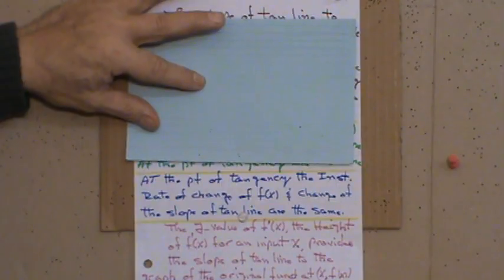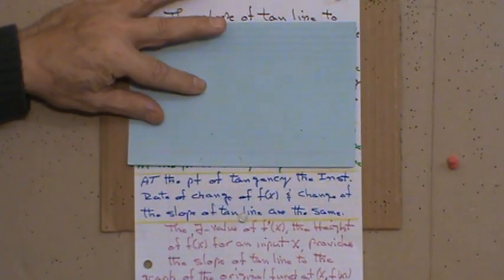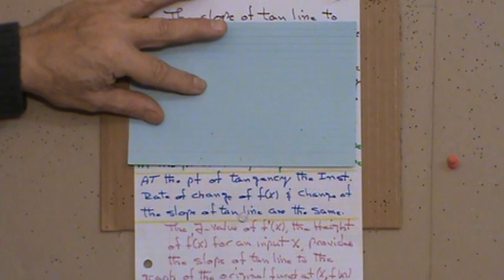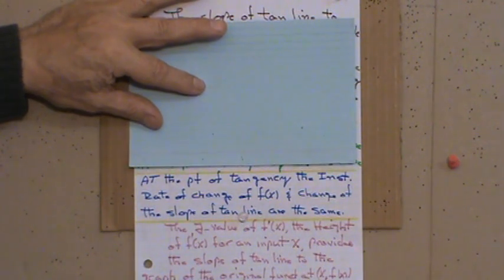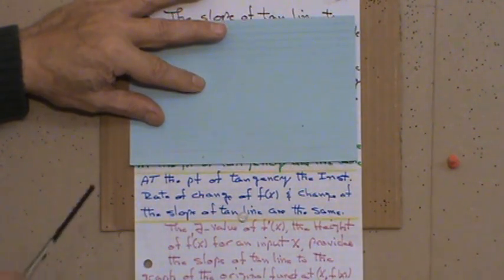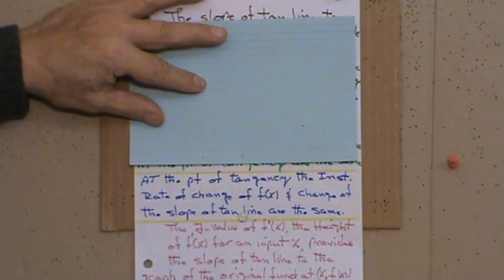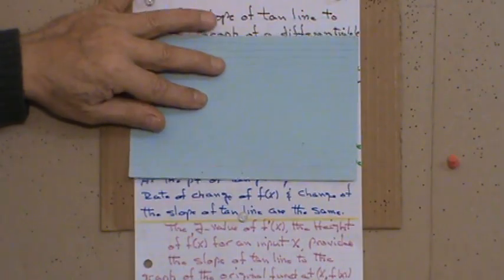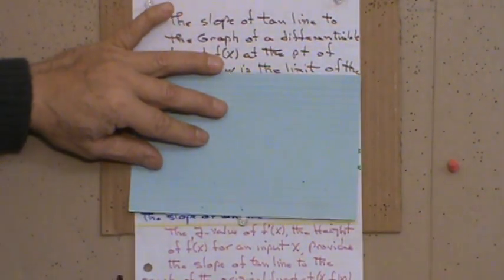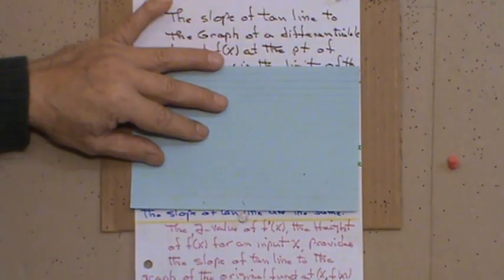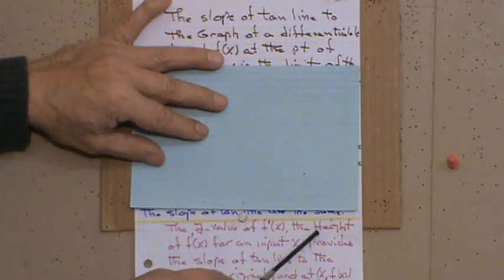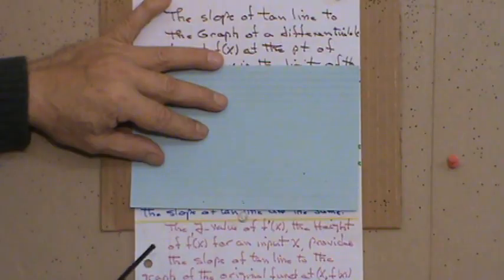Now, this one is repetition of the same thing. As I said, repetition is very important, and that is a very important concept, so I repeat that twice. So at the point of tangency, the instantaneous rate of change of f of x and the slope of a tangent line are the same at the point of tangency. Now the last one is that the y value, the height of the derivative function, I wrote here the height of the derivative function for an input x.